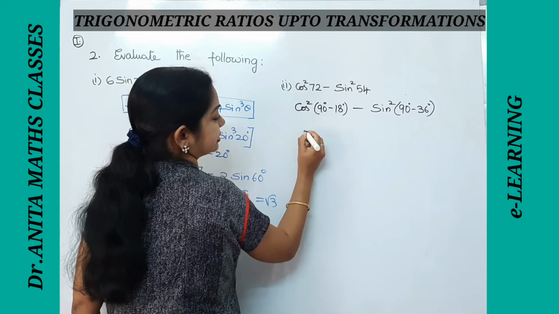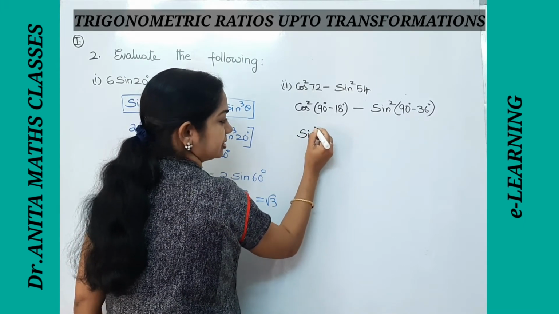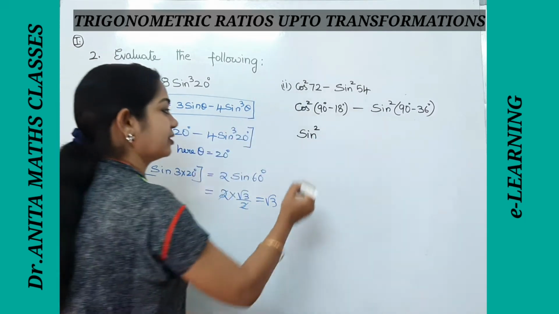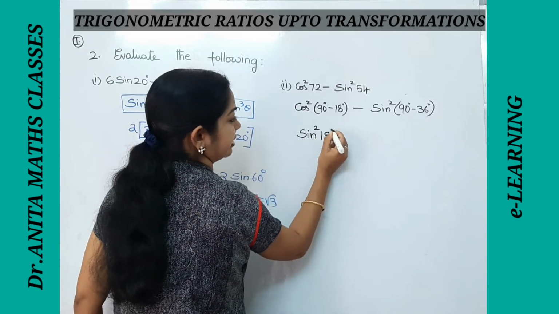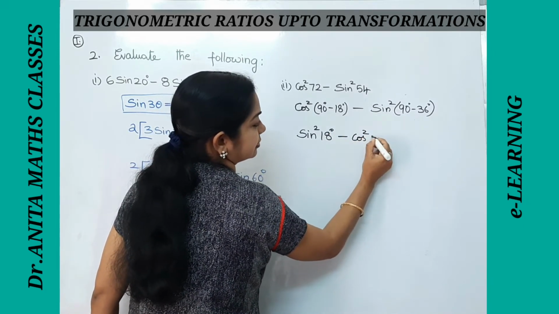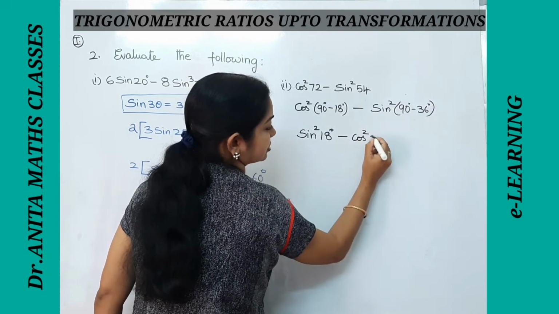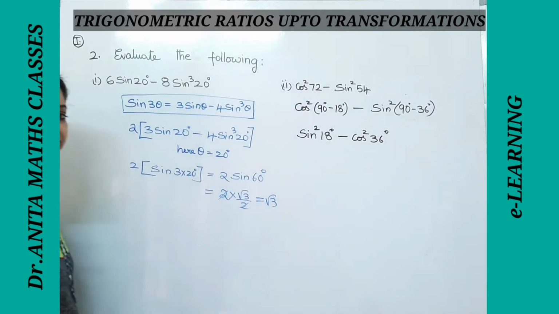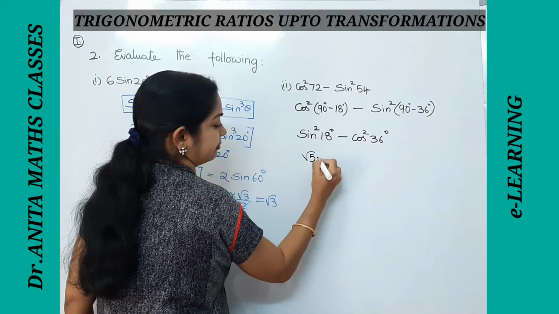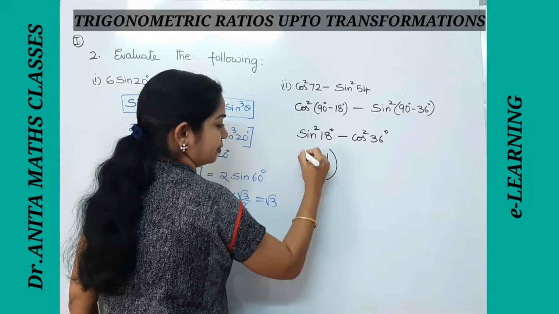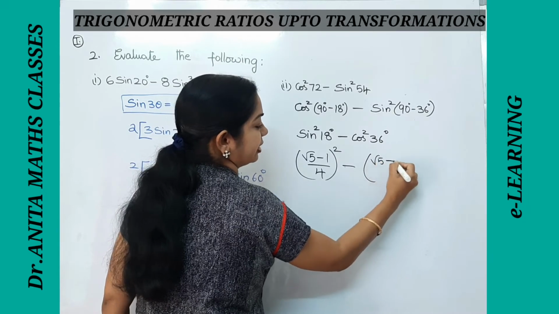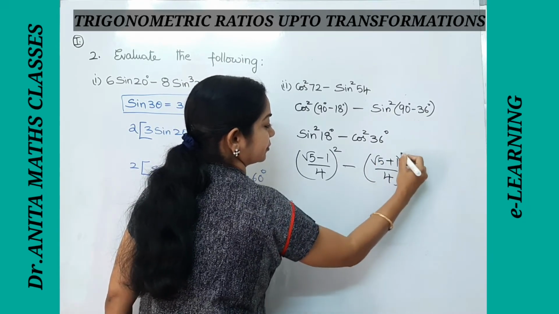So let us bring it into those values so that we can apply the values directly. Cos of 90 minus is sine, and since square is also there, 90 minus in the first quadrant is positive only. So sine square 18 degrees minus, here again sine of 90 minus is cos, so cos square 36 degrees. Right. Now here we know sine 18 is root 5 minus 1 by 4, whole square. Again here cos 36 is root 5 plus 1 by 4, whole square.